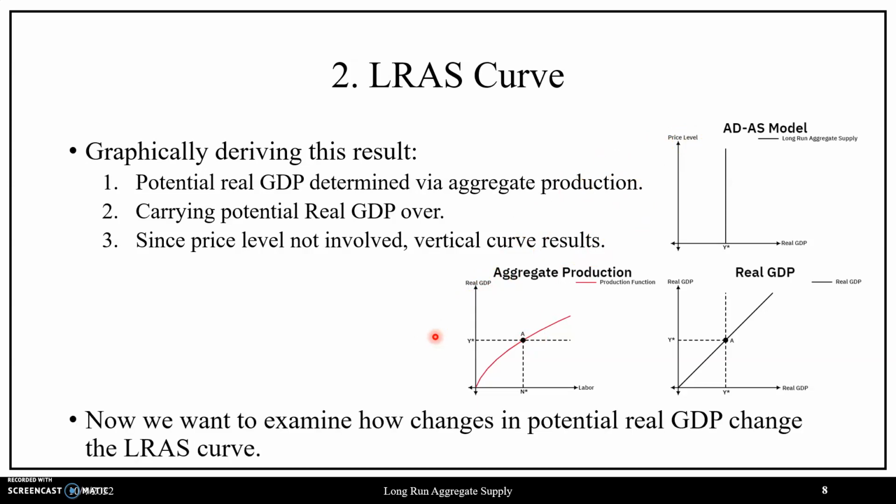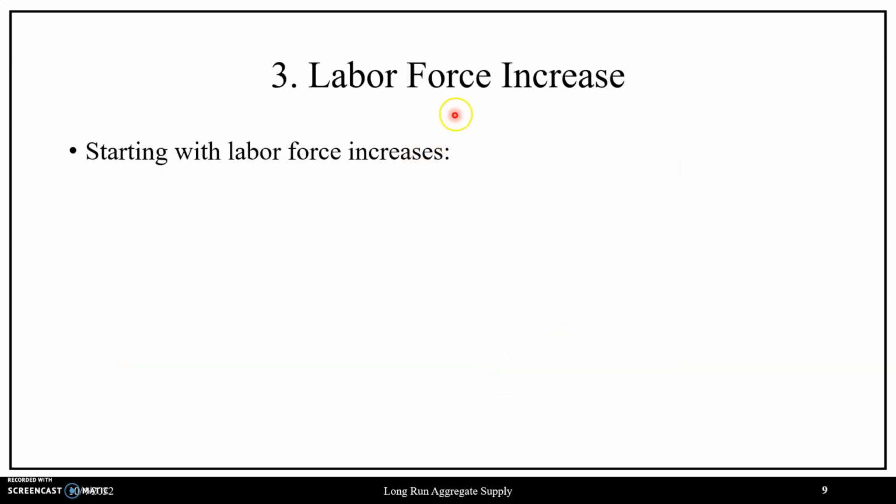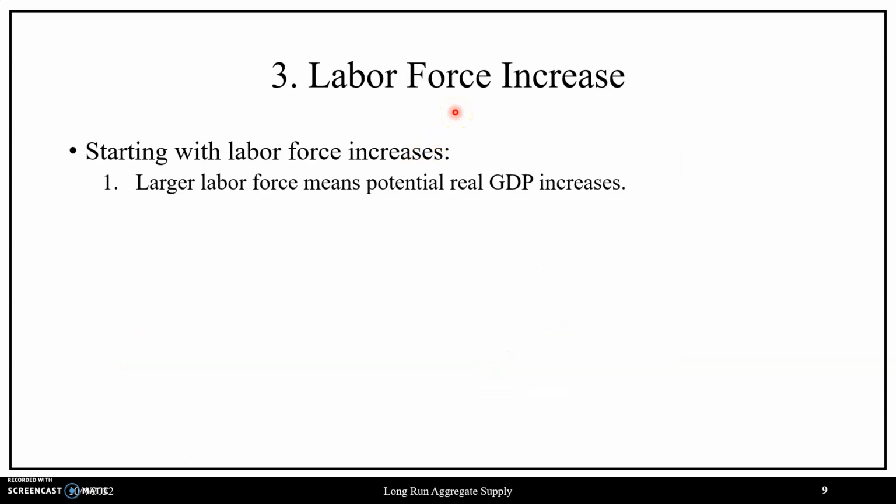So then, with our vertical intuition in place, as well as our graphical derivation of the long-run aggregate supply curve, now what we'd like to do is to examine how changes in potential real GDP will correspond to changes in the long-run aggregate supply curve. In other words, we would like to look at how changes in the labor force and how changes in the productivity of the labor force of an economy will alter long-run aggregate supply. With this in mind, we'll begin with labor force increases.